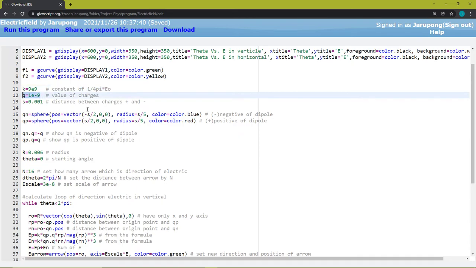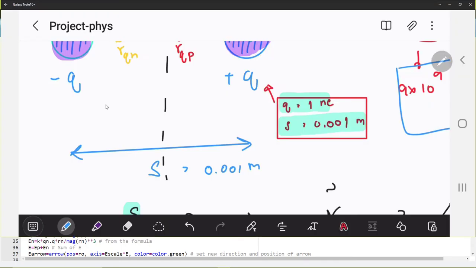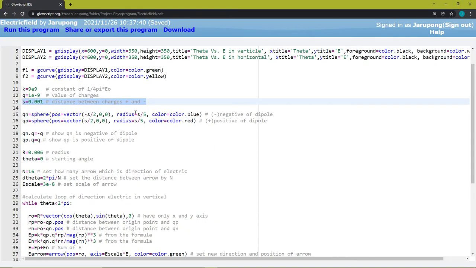And Q is the charge. Okay, you don't have to worry, but I set it to 1 nanocoulomb, so it's 1 times 10 power minus 9. Okay, and S is 1 centimeter, I set it to. It means S is equal to that. Okay, this one. And we set the spheres to represent the charges in the dipole, negative and positive. Yeah, the position that I already told you is S over 2, right?